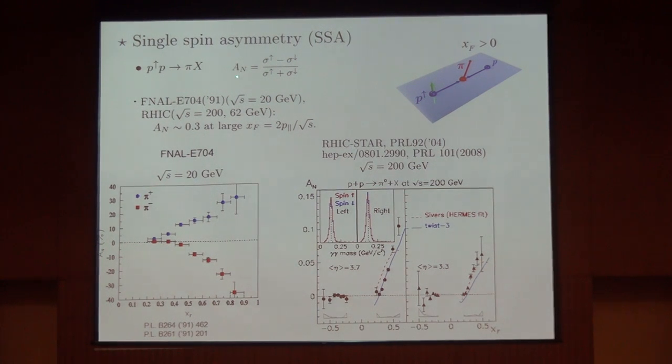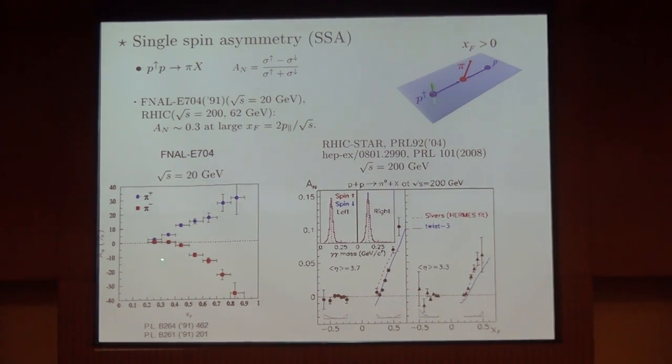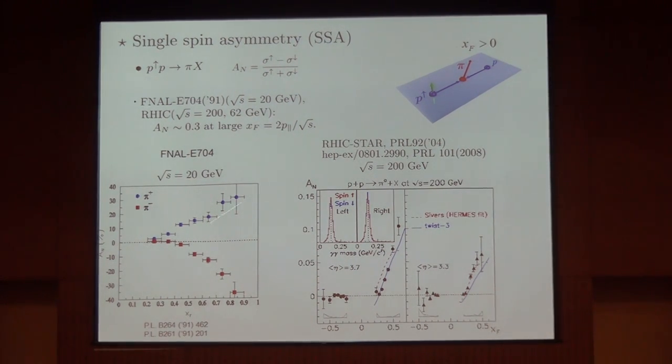And the A_N for single spin asymmetry is defined as this quantity. The Fermilab E704 experiment reported as large as 30% asymmetry, plus 30% for pi plus and minus 30% for pi minus in the forward direction. By the way, I use Feynman x_F. I define the Feynman x_F positive if the pion is produced in the forward direction of the transversely polarized proton. This experiment was done at center of mass energy of 20 GeV.